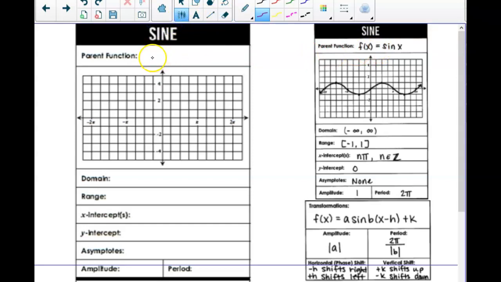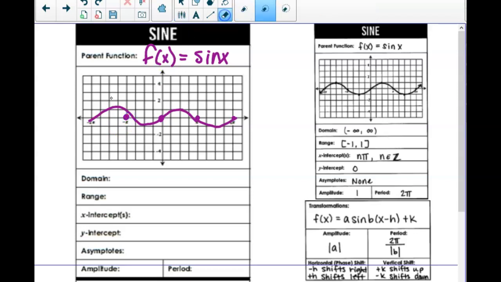I'll write it bigger for you, but it says the parent function is f of x or y equals sine x. And again, it starts at the origin, that's the big deal, and it only goes up to 1, and it finishes the whole cycle by 2 pi. So it goes halfway up, halfway back, halfway down to -1, and halfway back. And it would continue to do this. But it will do this infinitely.